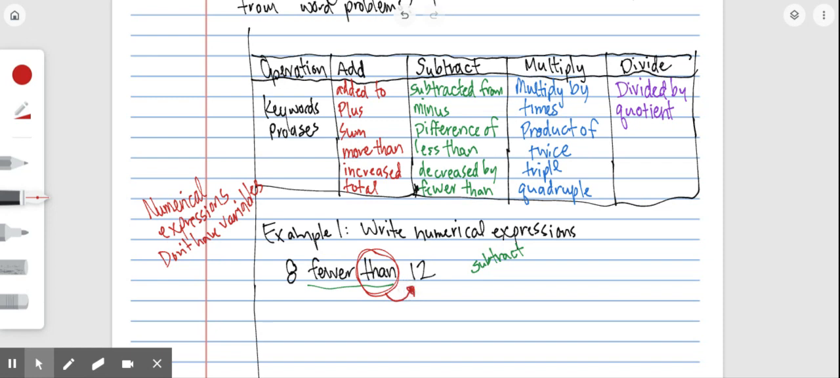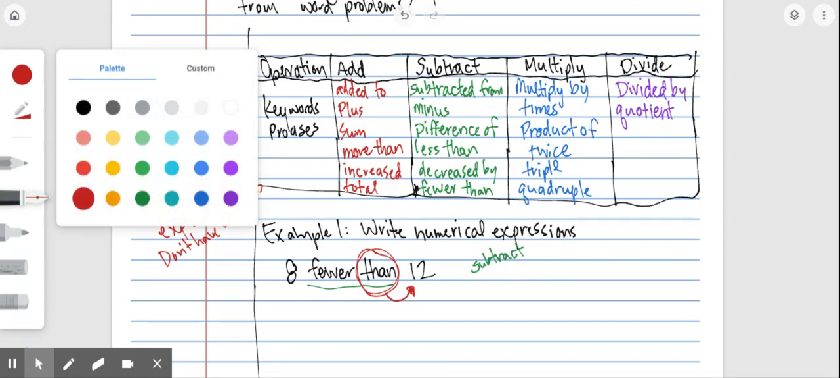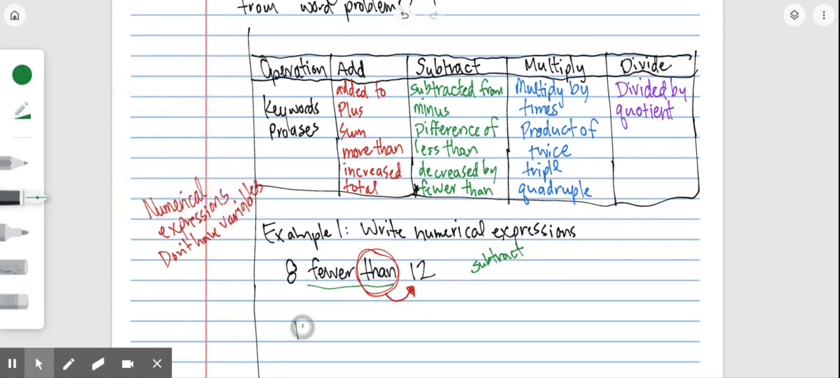So this means that 12 is the starting point. So we start with 12. I'm going to write this in green because it's a subtraction problem. So 12 minus 8. Okay, because again, that word than means that you start with the number after it. So I'm going to make a note of that. Than changes the order. And it's because it's telling you the starting point is the number after it. Okay? And then now that we've written the expression, we can evaluate it. So 12 minus 8 is 4.